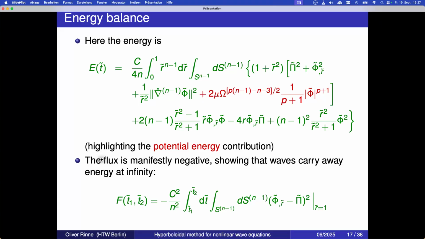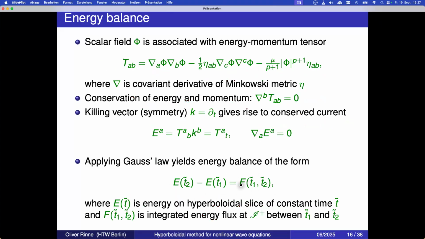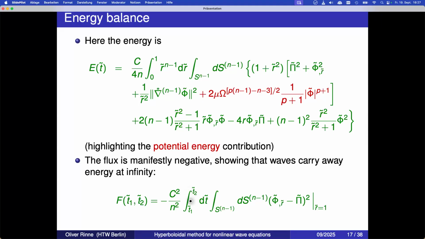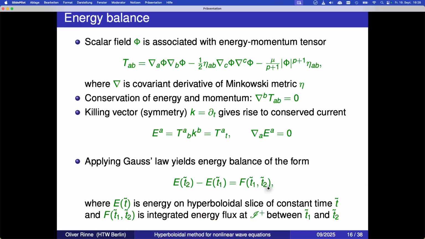Now, more interesting maybe is the flux. So this quantity on the right-hand side, the integrated flux. So you see it's actually an integral from t1 tilde to t2 tilde along t tilde. And what you can see here is this integral on the n-1 dimensional unit sphere evaluated at r tilde equal to 1, so at infinity, future null infinity. And this integrand here is manifestly positive or non-negative, say. And what that tells you is, because we have a minus sign here, that this term on the right-hand side of our energy balance is actually non-positive, sorry.